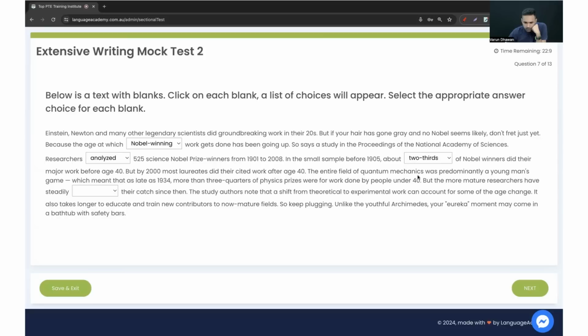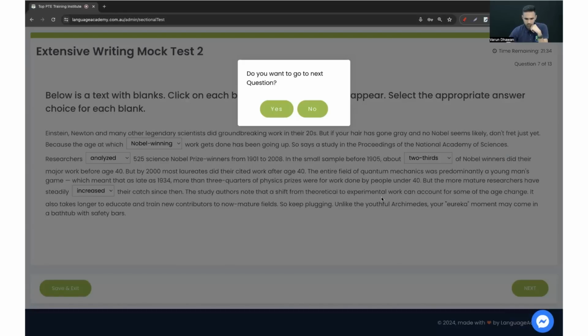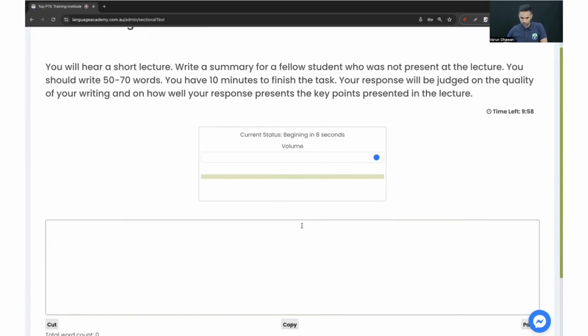The entire field of quantum mechanics was predominantly a young man's game, which meant that as late as 1934, more than three-quarters of physics prizes were won by people under 40. But the more mature researchers have steadily increased their catch since then. It means earlier, younger people used to achieve a lot, but after that, mature researchers, meaning older researchers, more than 40, are achieving a lot more. I don't really need to read ahead, but that's it. Now we have got summarized spoken text.